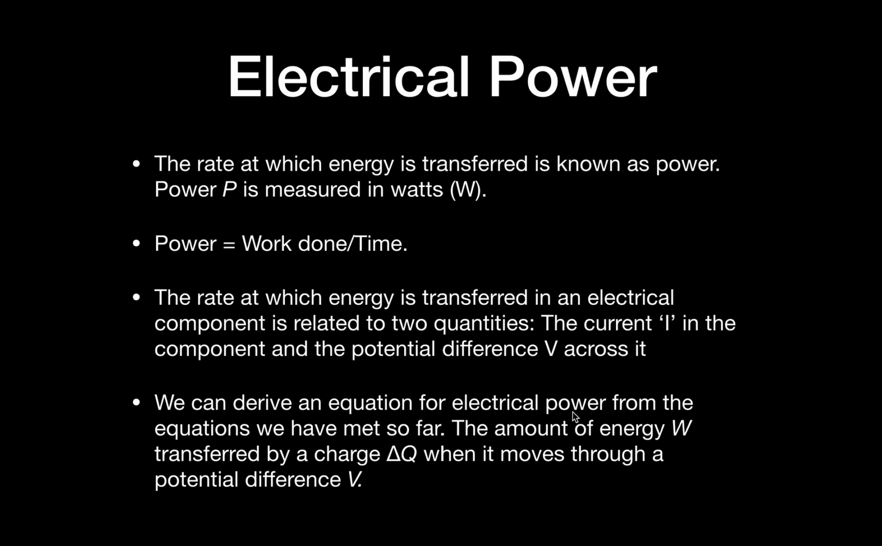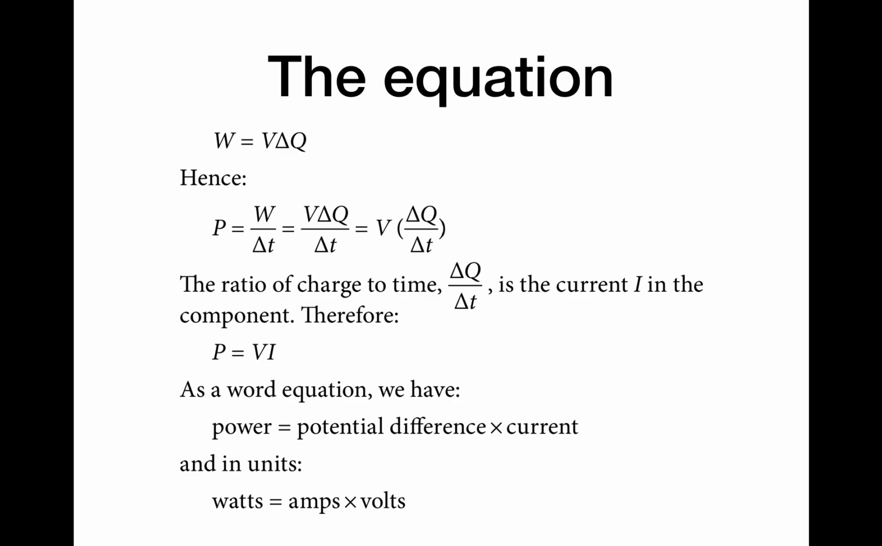The amount of energy W transferred by a charge delta Q when it moves through a potential difference V. I'll come to the equation in the next slide. As you know, work done is the charge delta Q traveling across a potential difference of V, because that is how we define voltage. If you rearrange this, V gives you W upon delta Q. Potential difference is the work done per unit charge in the transfer of a charge from point A to point B. So this is just rearranging the original equation V is equal to W over delta Q into W is equal to V delta Q, which comes from the original definition of potential difference, work done per unit charge.